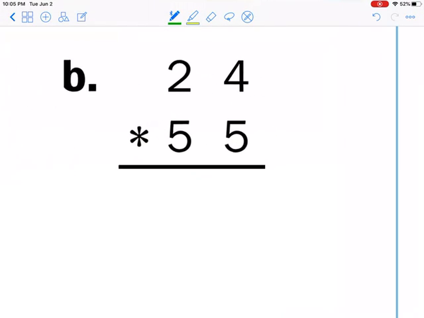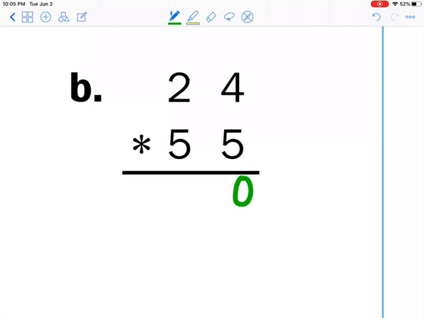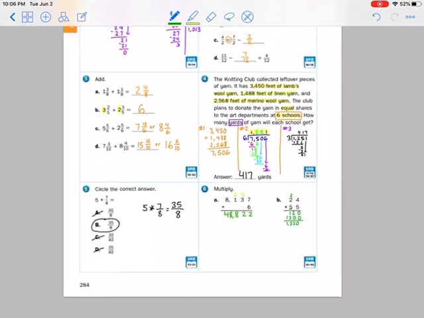Okay, let's do B. 4 times 5 is 20. 4 times 2 is 10, plus 2 is 12. Now I have to put my 0 placeholder because this 5 is actually 50. 5 times 4 is 20. 5 times 2 is 10, plus 2 is 12. And your answer is 1,320.